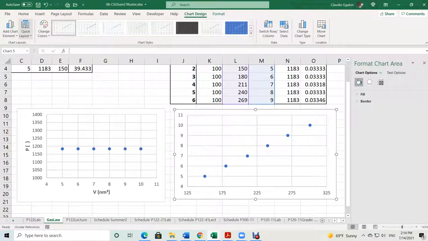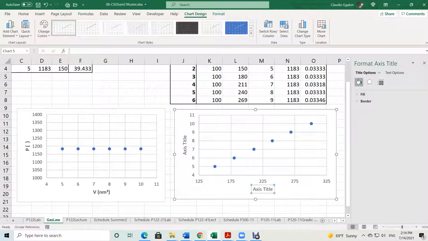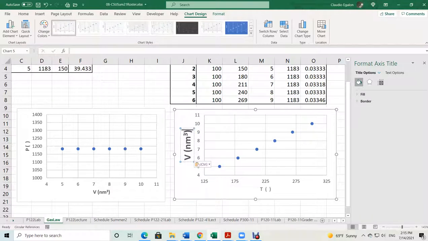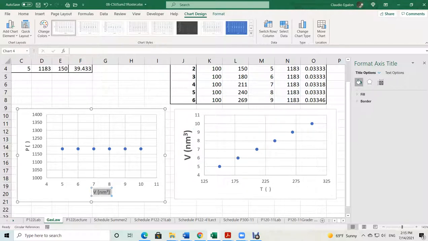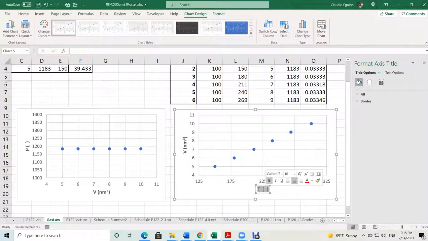We've got to put the labels as well. Axis title, primary horizontal, primary vertical. That's going to be temperature. Put the temperature unit between parentheses. And then let's see if I can copy this one so I don't have to type everything from scratch. Yeah, I got it. But the font ended up huge, right? Let's just adjust the size of the font. Which size is this one? 10. Let's put this one at 10 as well. And there you go. Boldface it. So we have our two graphs.